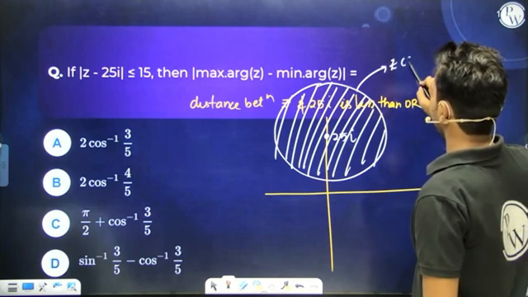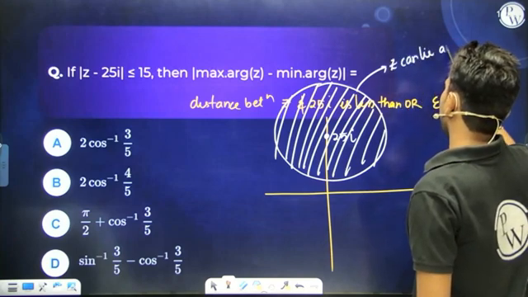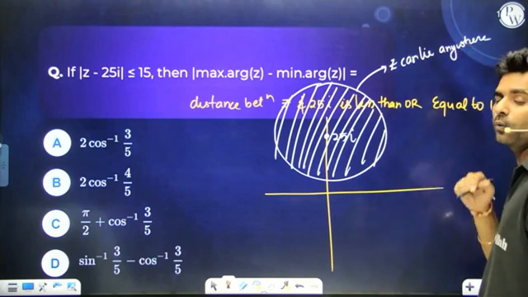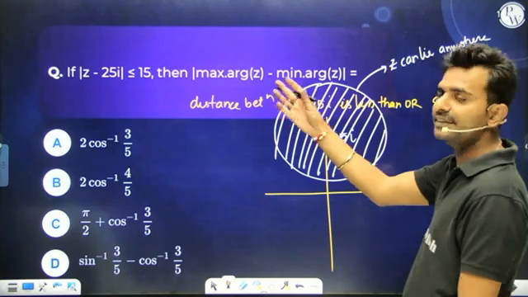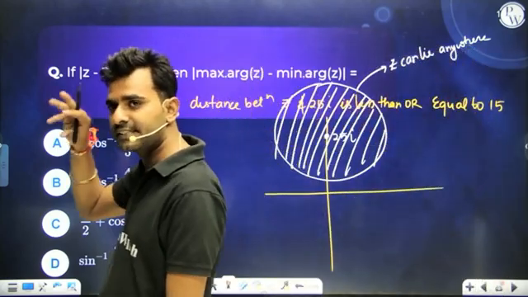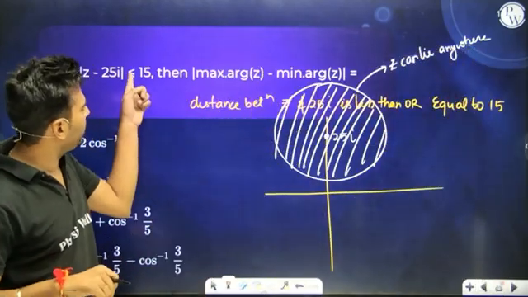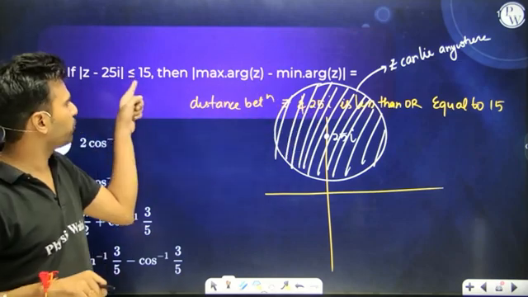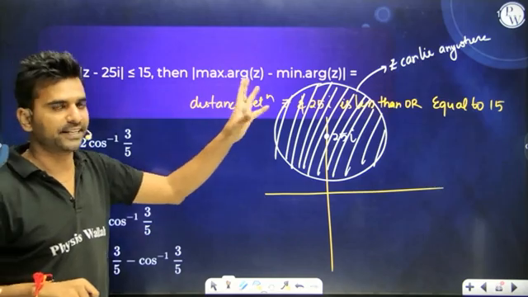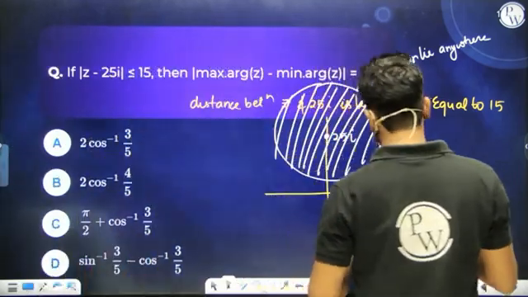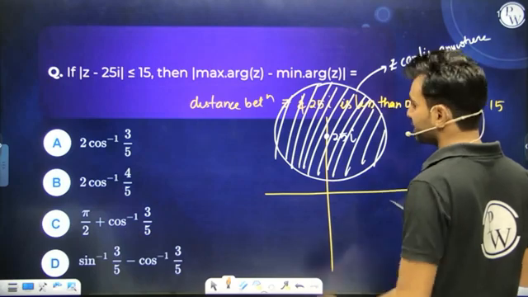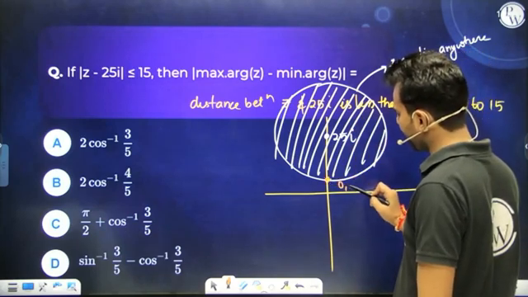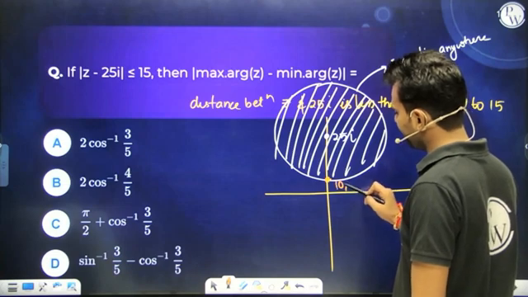z can lie anywhere in this region, on the circle or inside the circle, because less than or equal to is given. If only equal to is given, then only the circle, not the inside part. And if only less than is given, then not the boundary, but the inside portion only. Since both are written, less than or equal to, the entire region z can lie. The radius is 15 because the distance is ultimately less than or equal to 15. So this point is going to be what? 0, 10 i, or we can say 10 i.